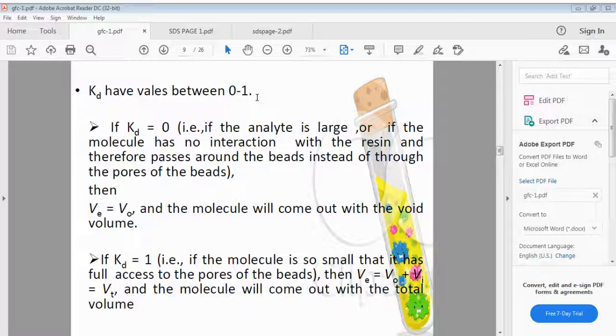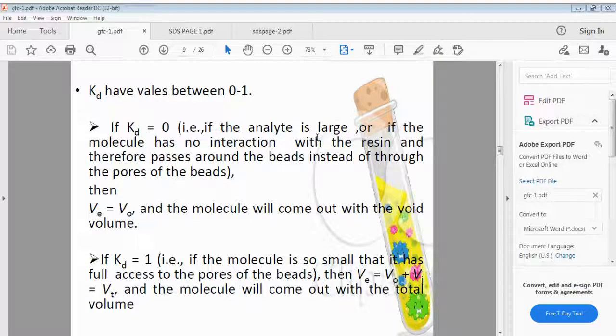When the concentration in the stationary phase is lesser than the concentration in the mobile phase, then definitely the value of KD will be lesser than 1. So you can get a KD value of 0 when the analyte is large. That means the larger sized molecule has not entered the gel at all. The concentration in the stationary phase or the gel is 0. In that case, it will be 0 divided by whatever the concentration in the void volume in the mobile phase. Then the value of KD will be 0.